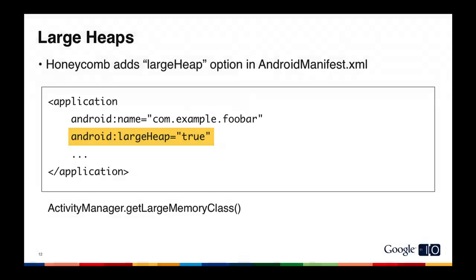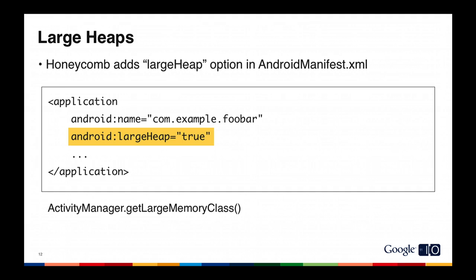So in Honeycomb, we've added a new option that allows applications like this to get a larger heap size. Basically, you can put something in your Android manifest, largeHeap equals true, and that will allow your application to use more heap. And similarly, there's a method you can use to determine how much memory you have available to you. The Activity Manager getLargeMemoryClass method, again, will return an integer value of this large heap size.